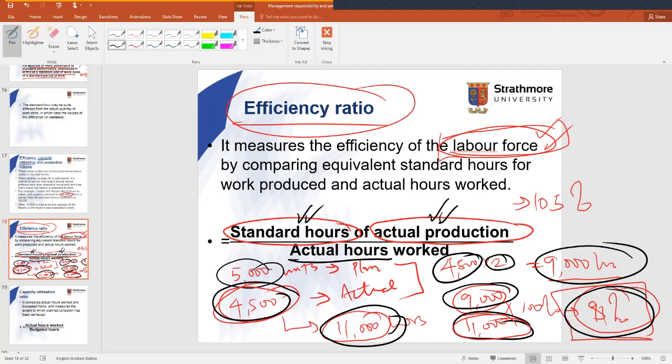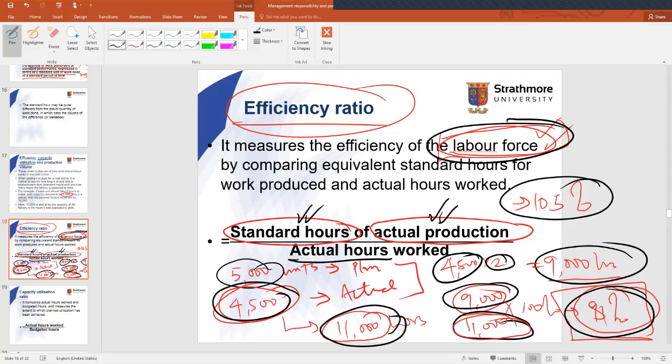We just said that if you get a ratio less than 100%, in this example it indicates inefficiency in terms of the use of the labor force. If you get a ratio of, let's say, 105%, it indicates efficiency. It indicates that the workers of this company were very efficient in using that resource, in this case the workers, because you have a ratio of more than 100%.